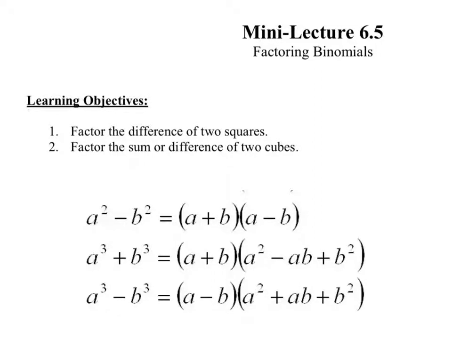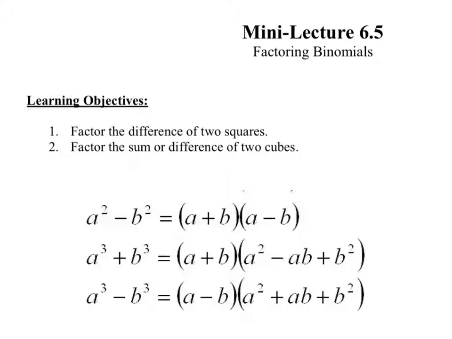In section 6.5, we are factoring binomials, and our objectives are to factor the difference of two squares, which is in the form of a squared minus b squared, and the factors are a plus b and a minus b. The second objective is to factor the sum or difference of two cubes.